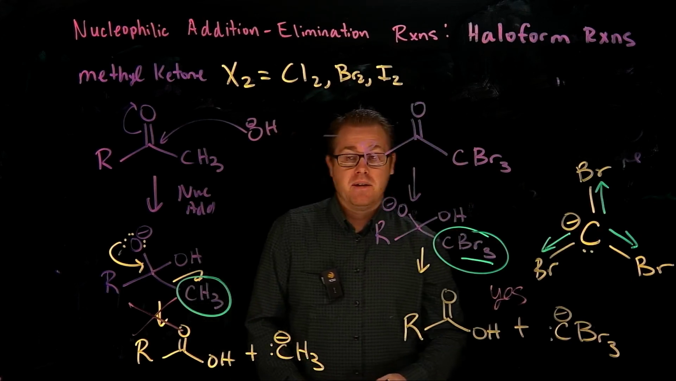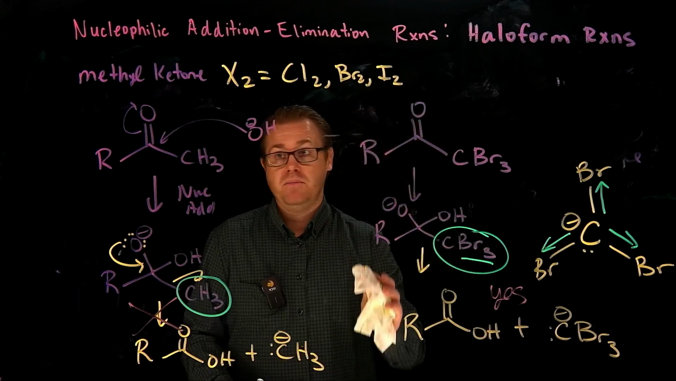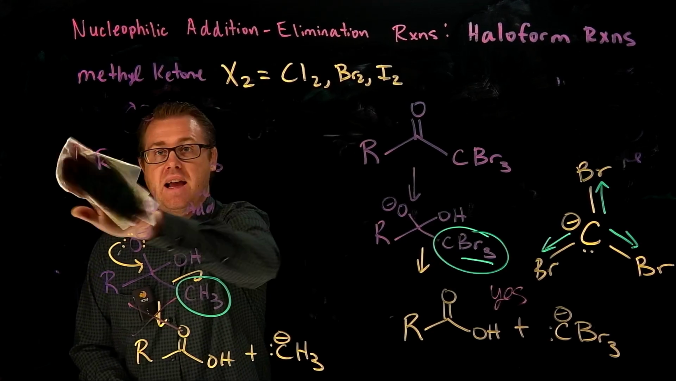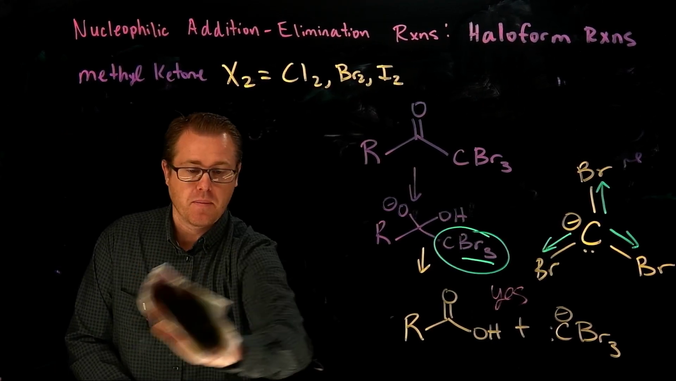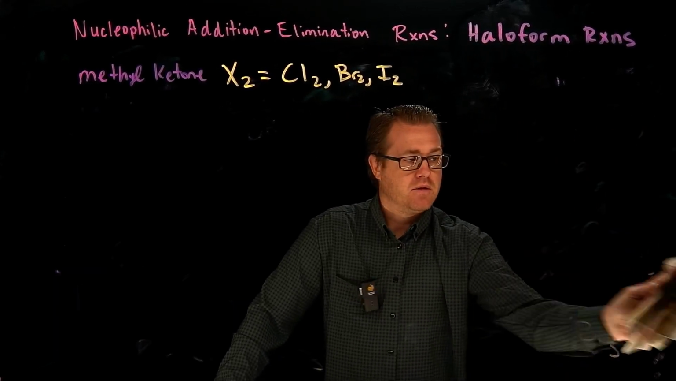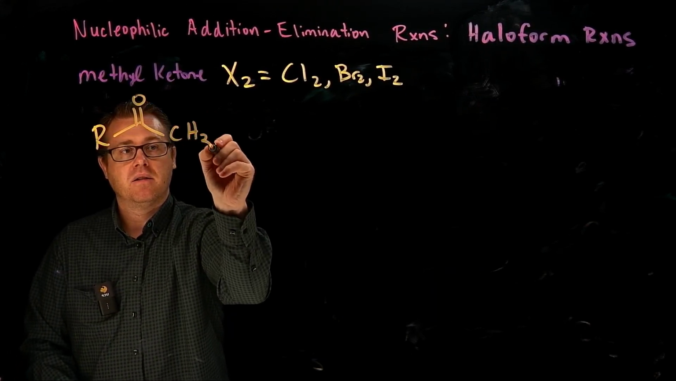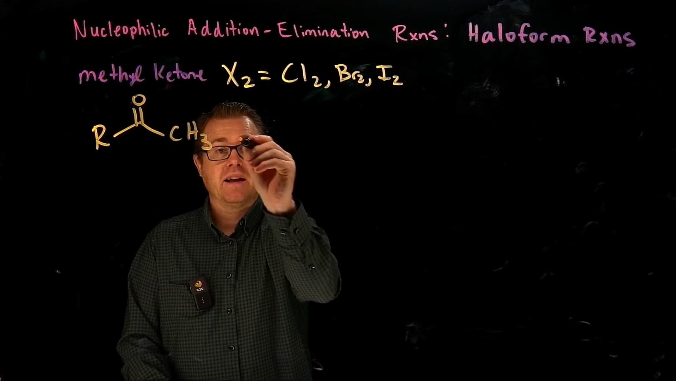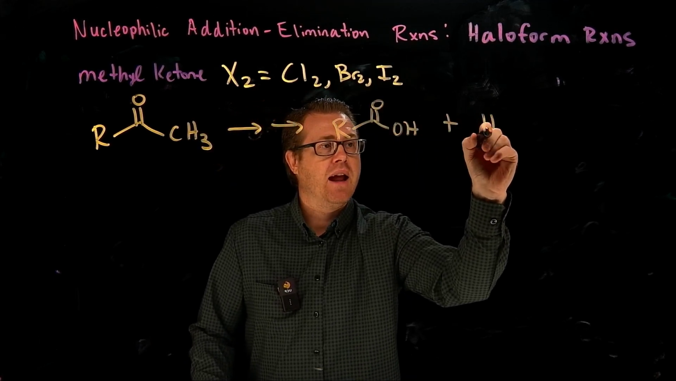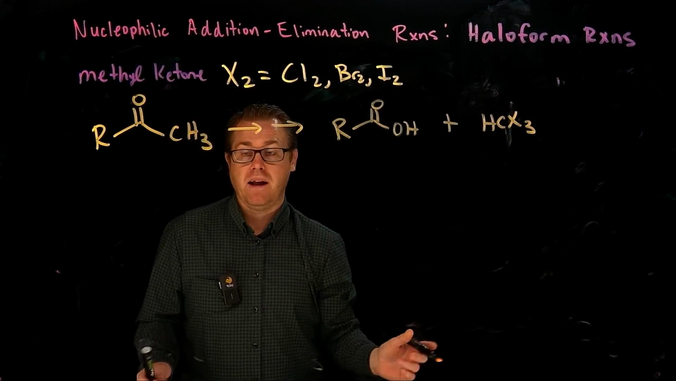Now, it's very important that we understand that it is a methyl ketone that can work. If I change this methyl ketone and just replace one of those hydrogens with another carbon, the reaction does not work. Let me explain. So we could have ourselves a methyl ketone right here. Okay? And we do our two reactions here, and we can generate our carboxylic acid just fine. And we would have our HCX3, in general terms. That works great.